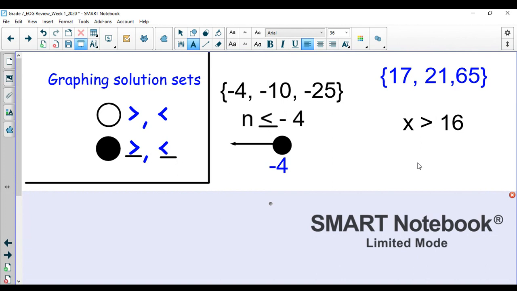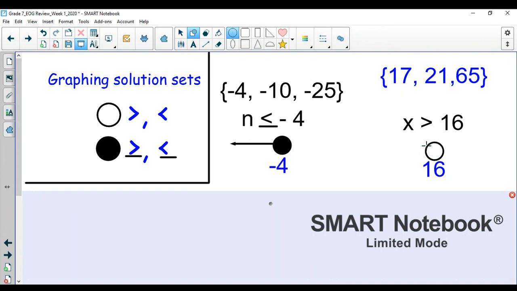Now we're looking for the same idea. Everything is based off of the number 16. Think about my circle, open or closed. Well, this is an open circle. And where are numbers that are greater than 16 located? They're located to the right. So that's the direction that my arrow would be drawn or shaded on a number line.